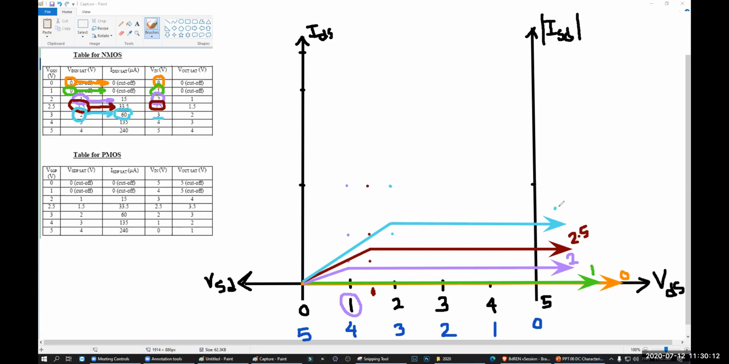What is the input? Here the input is 3. For the next one, for VDS, the current is 135. Where is 3? Here is 3. Where is 135? Let's change the color. Let's make it red. Here is 3. Here is 100. We need 135. So this is 200. This is 150. Here is 135. Let's assume, okay? You do not have to be perfect.